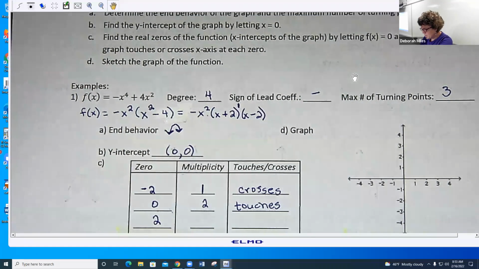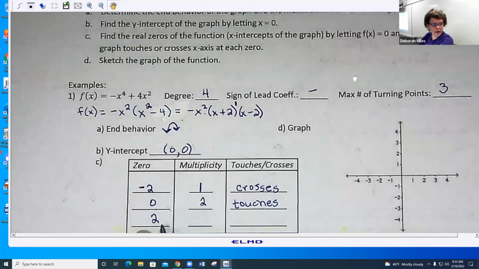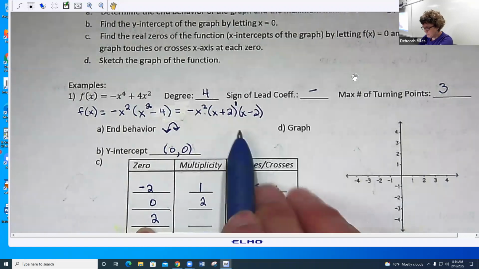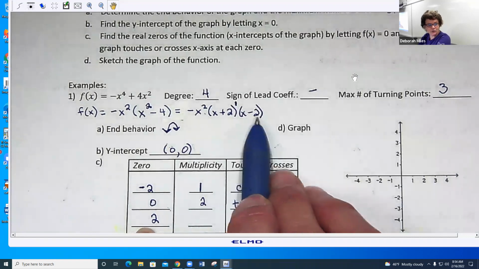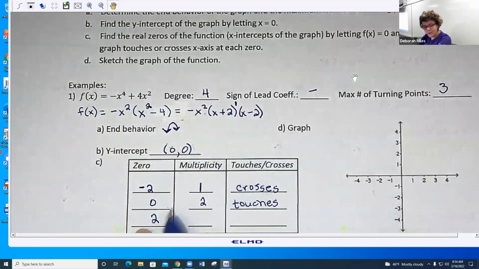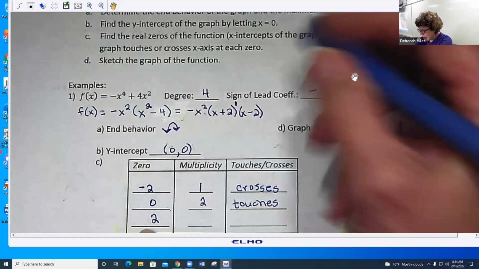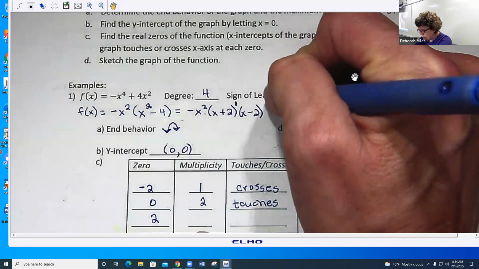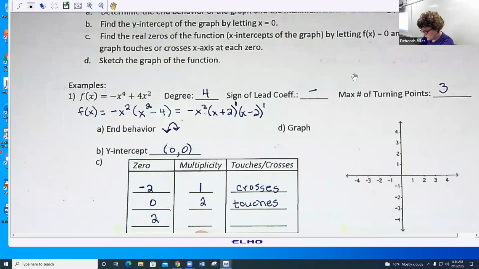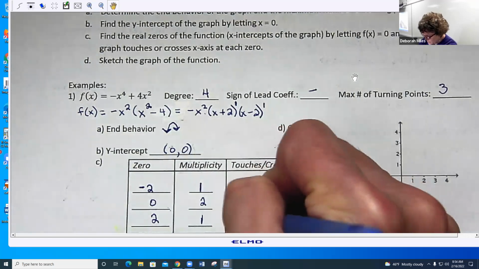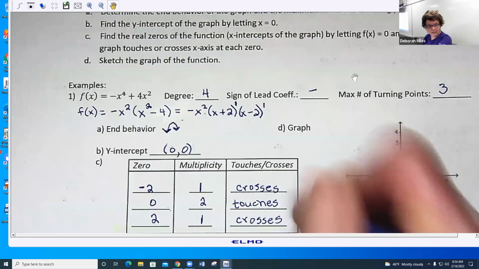All right. Which factor gave us 2 as a zero? It's when I set x minus 2 equal to 0 that I got the +2. So what's the multiplicity of that zero? 1. And the graph crosses at 2.